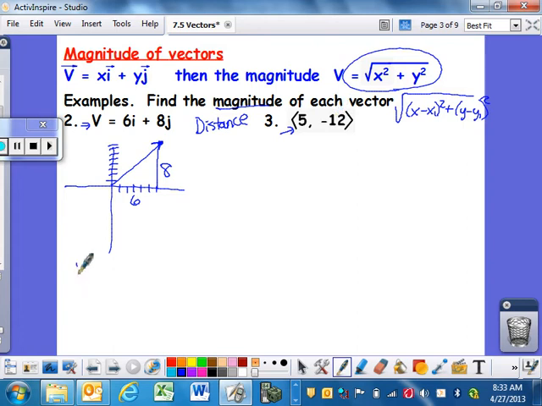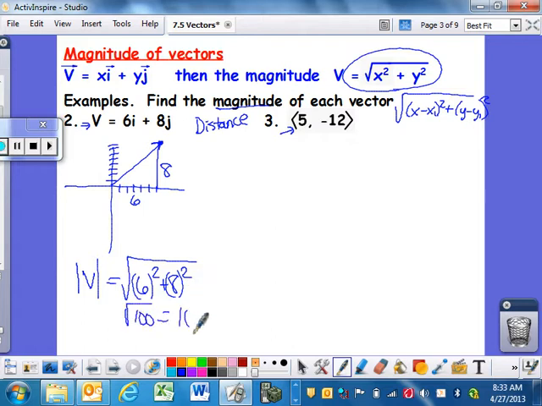So the magnitude, which we show by absolute value bars, that's the idea of magnitude. That's equal to the square root of 6 squared, because that's how far I'm going on the x, plus 8 squared. That's how far I'm going up on the y. So then you take the square root of 100, so it's just 10. So the magnitude of this vector is literally just 10. And what does that refer to? It is the distance of that side.